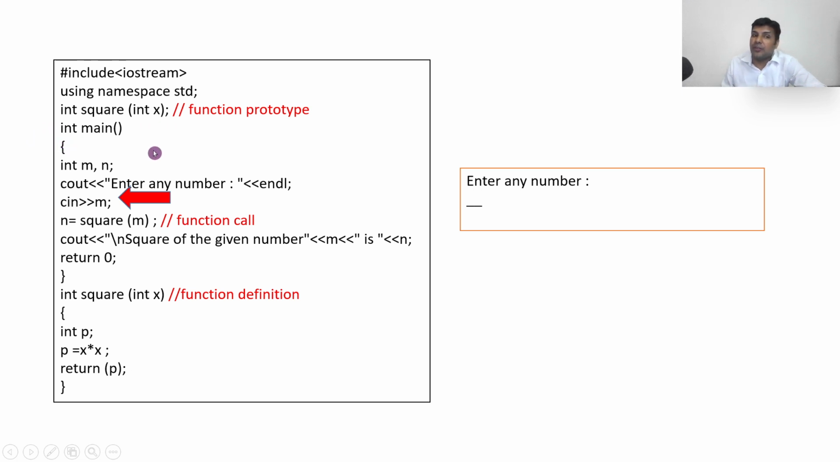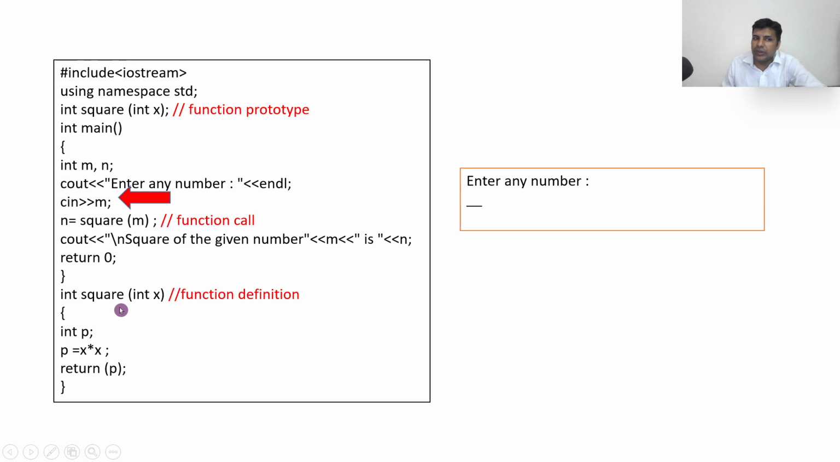Next, the function call. Where is the function call? You can see here square(m); this is the function call, and it is written within the main function. See, the main function starts from here to here, and I have written it within the main function. Next, the function definition, outside the main function. Sometimes they write it before the main program, sometimes after, but the function call decides which one runs first. So whether you write it before or after the main program, it doesn't matter.